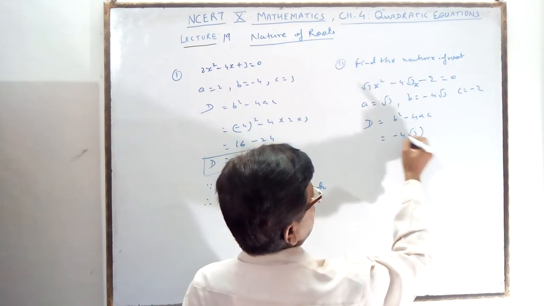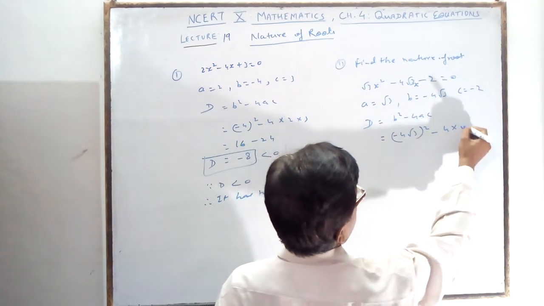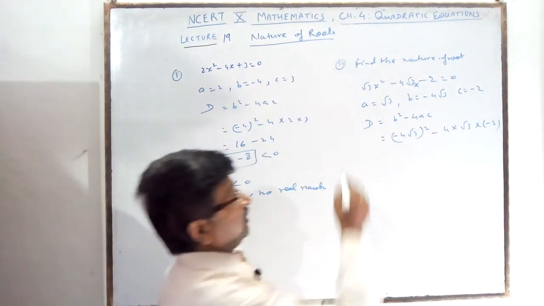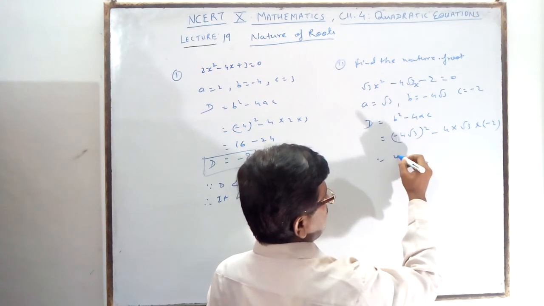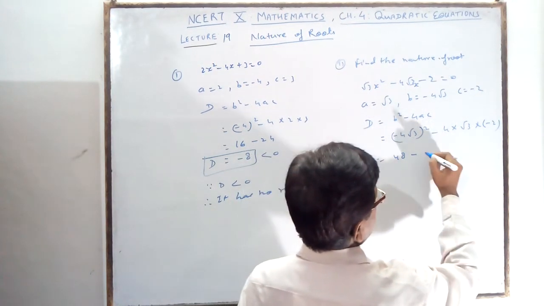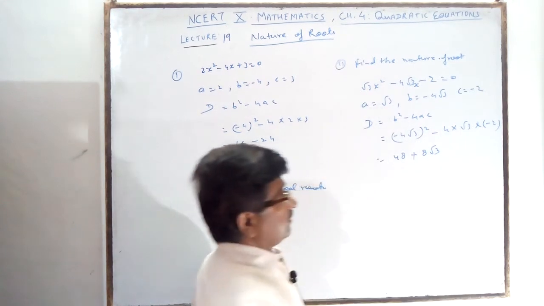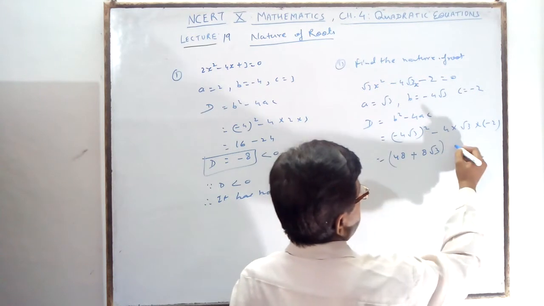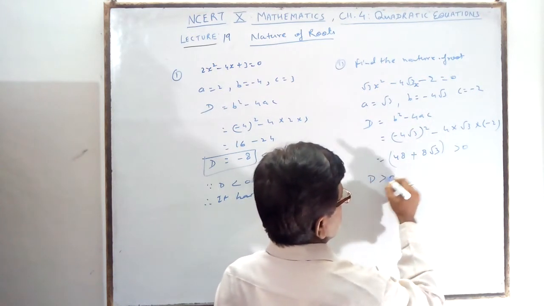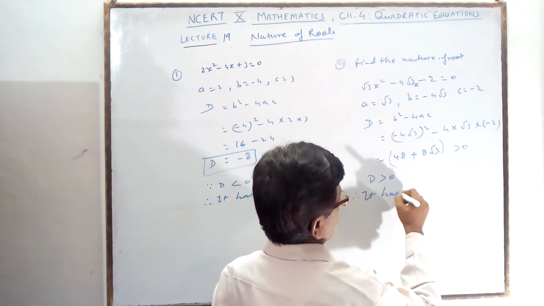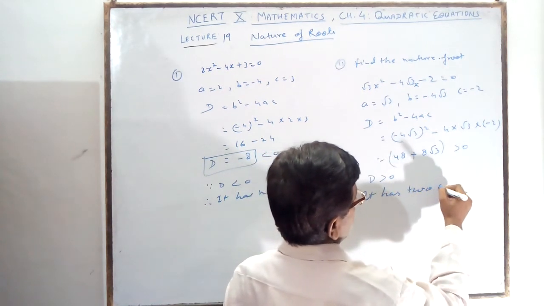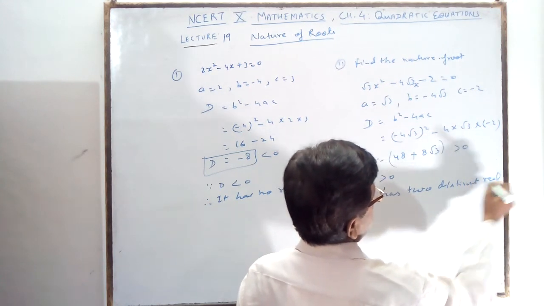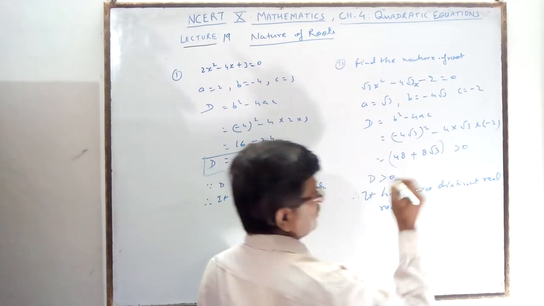Minus 4 root 3 whole square minus 4 into root 3 into minus 2. You put the given values: 4 squared is 16, times 3 is 48, minus minus becomes plus, 4 times 2 is 8 root 3. Because it is plus, it must be greater than 0. D is greater than 0, so it has 2 distinct real roots. Your answer is over.